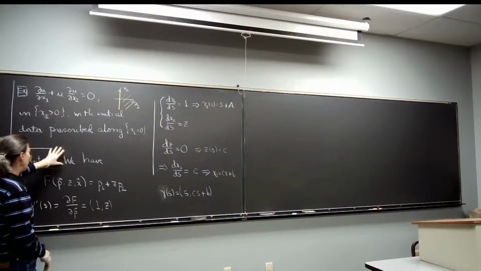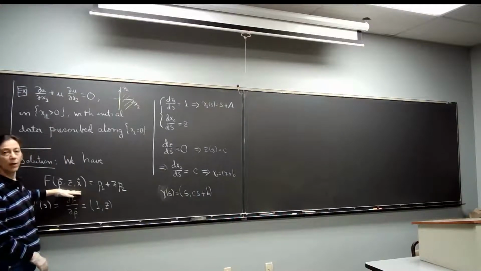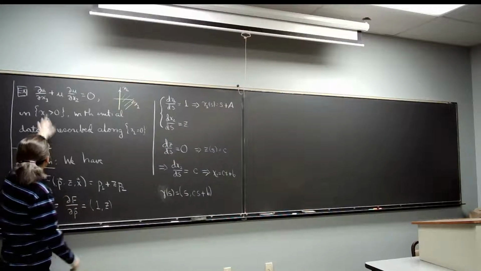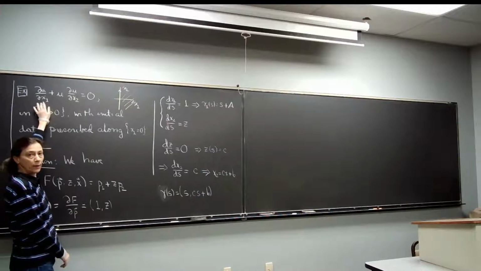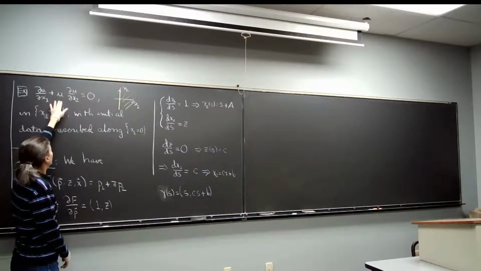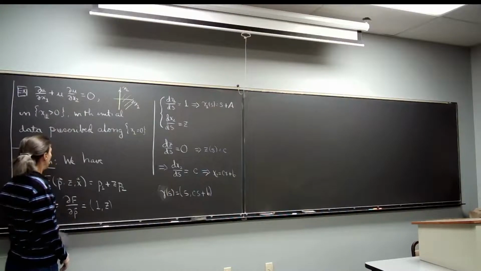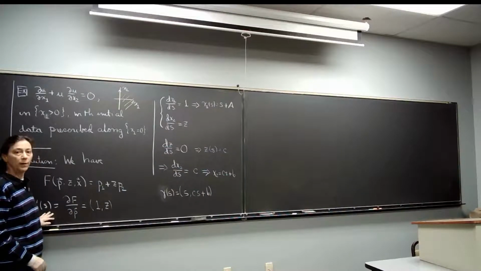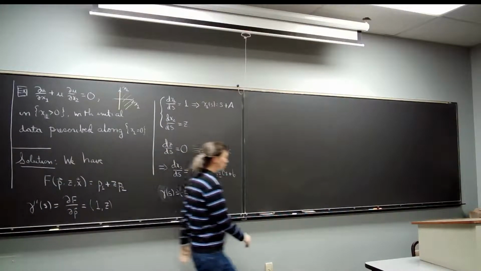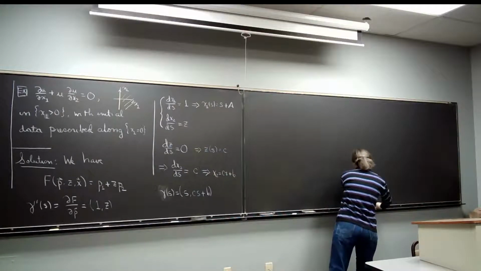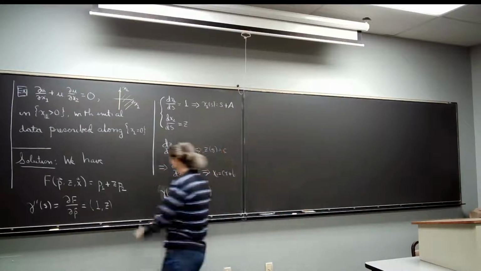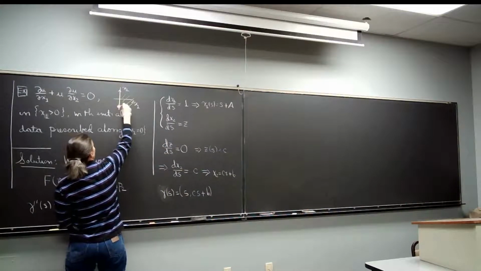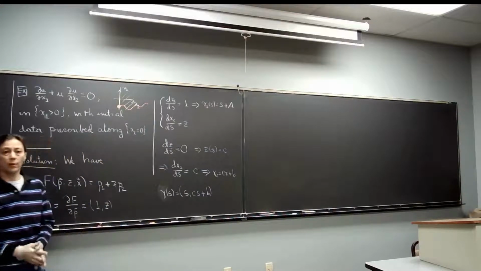You start the method the same way as before. You identify what is the F of your problem. This is your newly independent variables p1, z, and p2. So my function is p1 plus z p2. You want to choose curves. The goal is to choose curves that start on the boundary and go into the region, right?